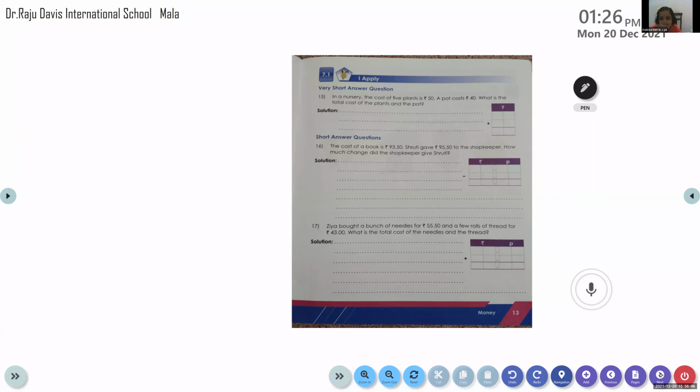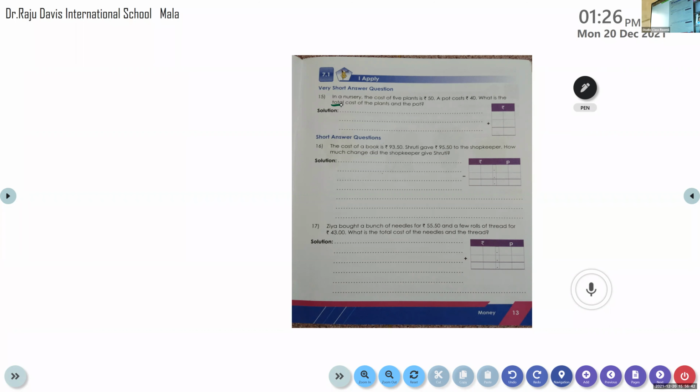Okay, thanks. Now, in a nursery, the cost of 5 plants is rupees 50. Small plants, rupees 50. And a pot costs rupees 40. What is the total cost of the plants and the pot? Here you can see the word total. Karthik, what we have to do to find out the answer? We have to add the money. Here it is given total cost. So we have to add the money.